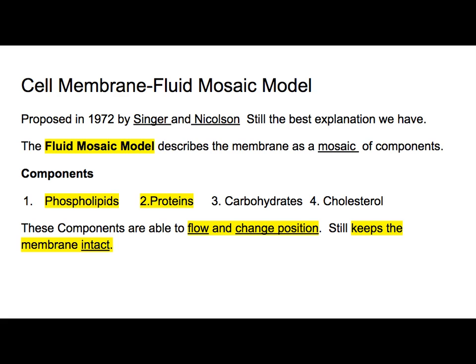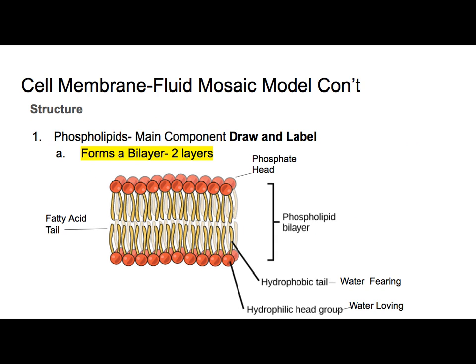I just thought it was nice, in passing, these are the people. I'm not going to ask you people names. These components are able to flow and change position. So it's able to keep that membrane intact, though. That's an important concept. So the mosaic is the components. And if I get a chance, I would like to see that little Amoeba Sister film that I didn't show last time. So yeah, keeps the membrane intact.